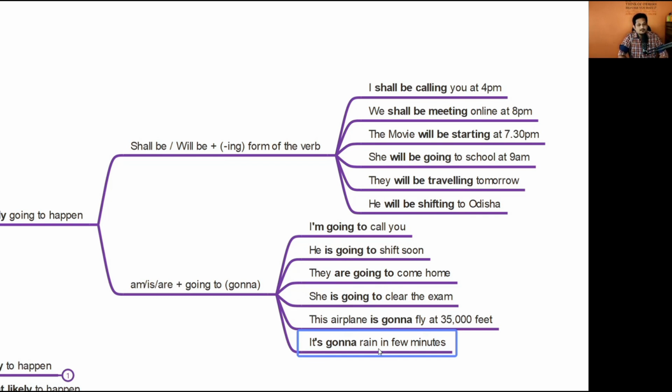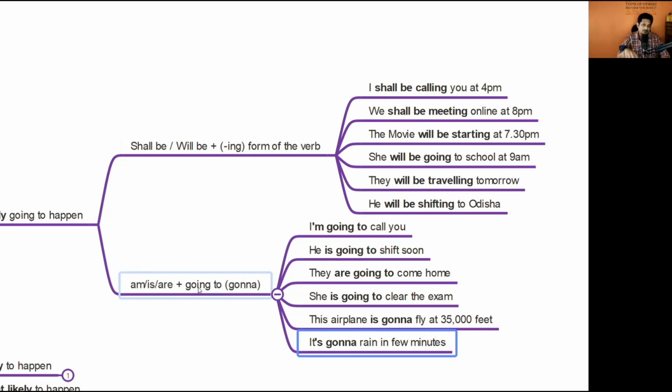Okay, so go ahead and write down 20 sentences of shall be or will be. Try to use more will be because that is more practical these days. So will be plus ing form and going to form. Okay, going to form is always used with am, is, are. However, you can also say going to. This is just a cool hack.